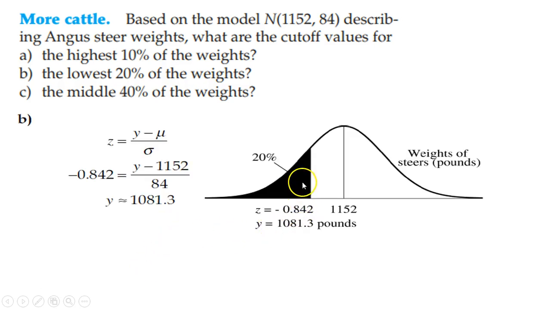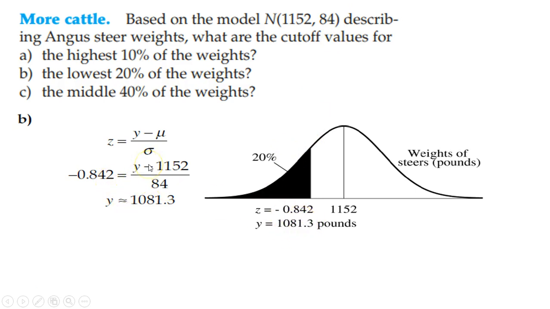When we're doing this with the calculator, since I want the lowest 20, and this is why you draw the picture, the lowest 20 is already from low to high. It's already listed. We're already good. So now when you do it, you press 2nd VARS, invNorm, and I plug in 0.2 because it's already from low to high, comma, 1152, comma, 84, and I get 1081.3 right away.